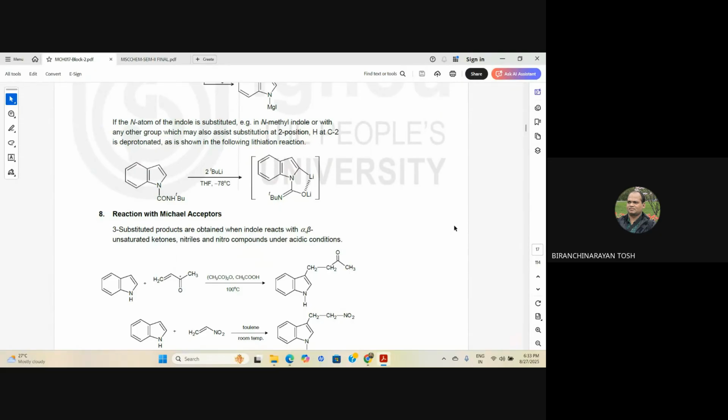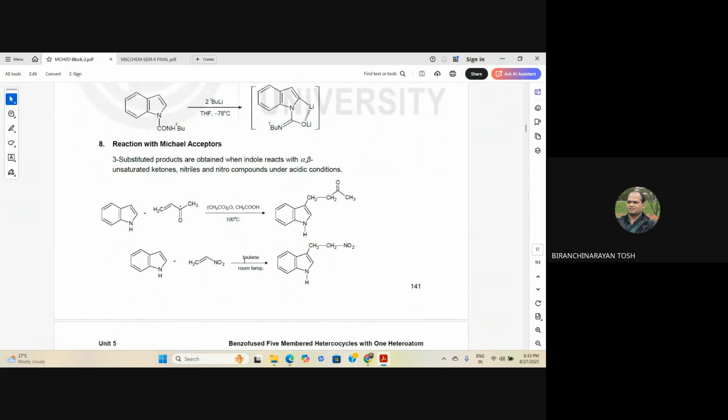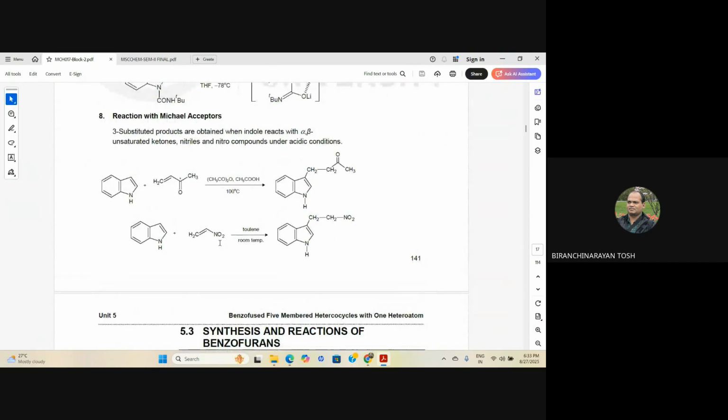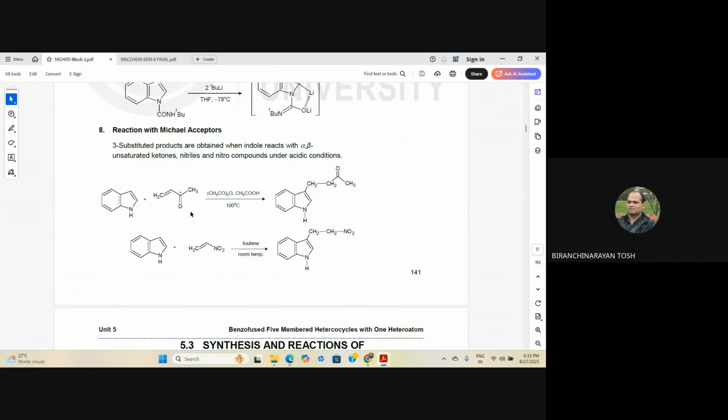In reaction with Michael acceptors, 3-substituted products are obtained when indole reacts with alpha, beta-unsaturated ketone. Alpha, beta-unsaturated ketones are known as Michael acceptors. Alpha, beta-unsaturated ketone, nitriles and nitro compounds under acidic condition, so they will react to produce the following types of compounds.